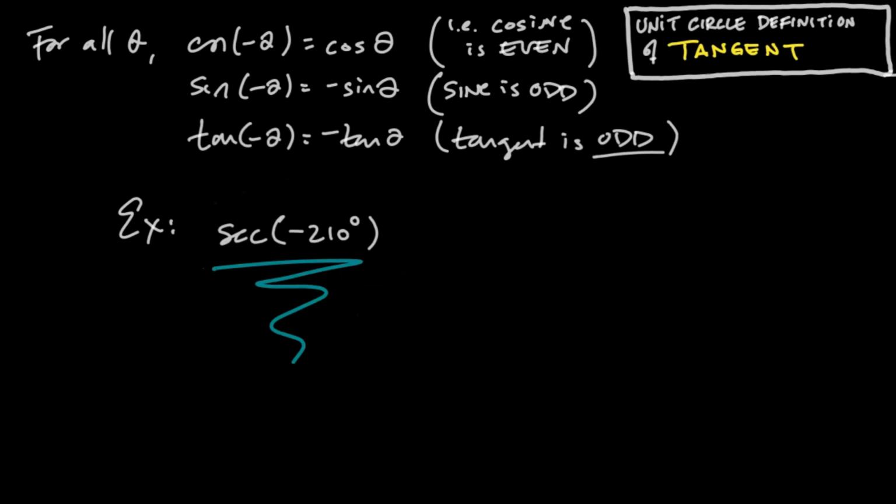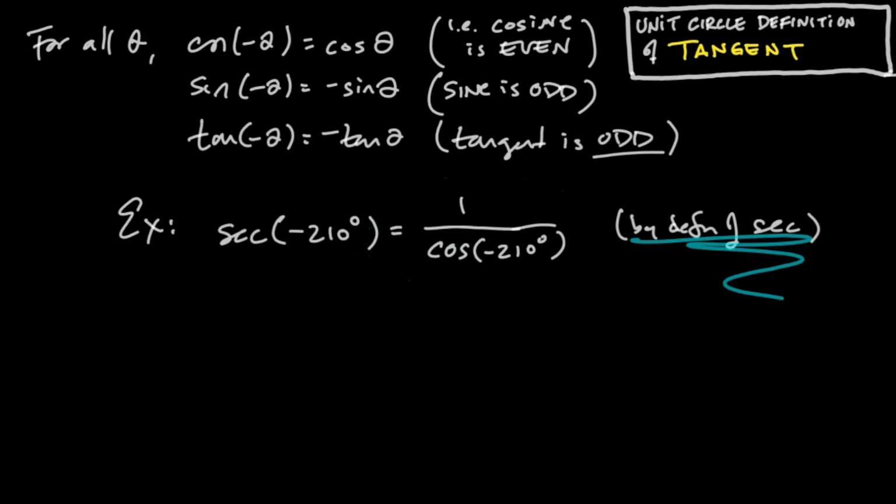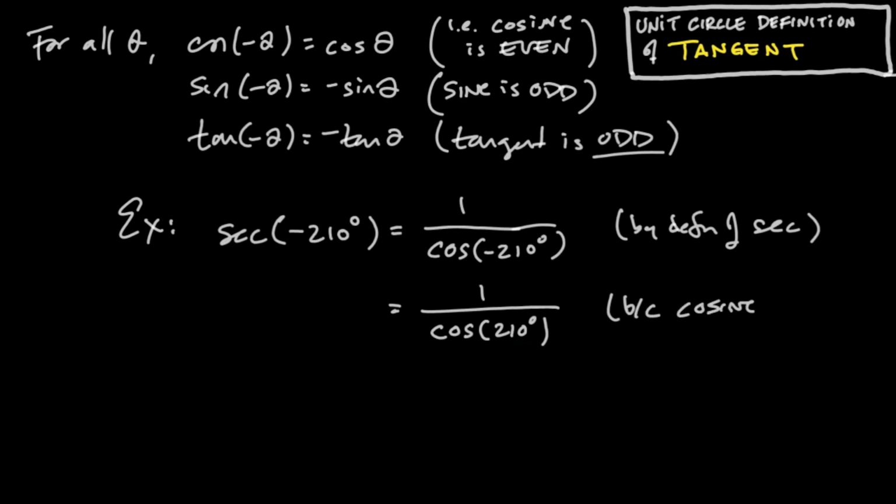What is the secant of minus 210 degrees? And you might say, well, wait, I don't know if secant is even or odd or whatever. Doesn't matter. Just turn it into a question about cosine, because you know about that. We know secant of minus 210 is 1 over cosine of minus 210 by the definition of secant. Now, what about cosine of minus 210? Hey, cosine is even. That means it absorbs that negative. And that gives us plain old cosine of positive 210. That's a lot nicer to work with. That's because cosine is even.